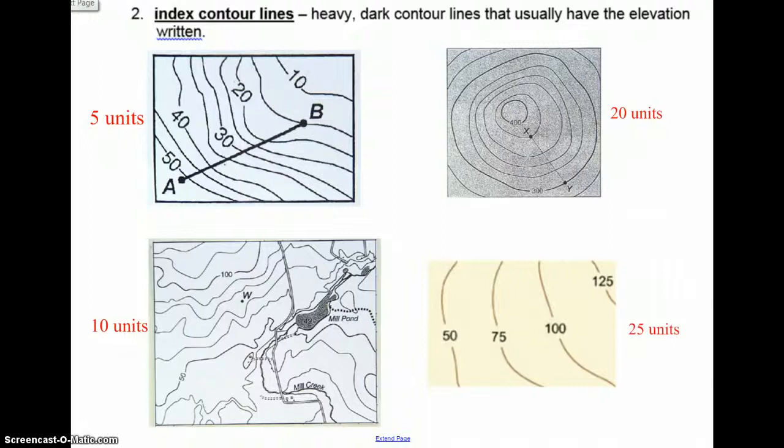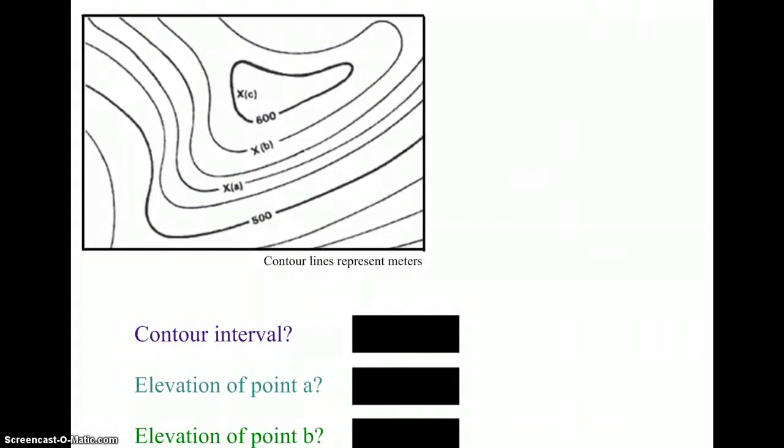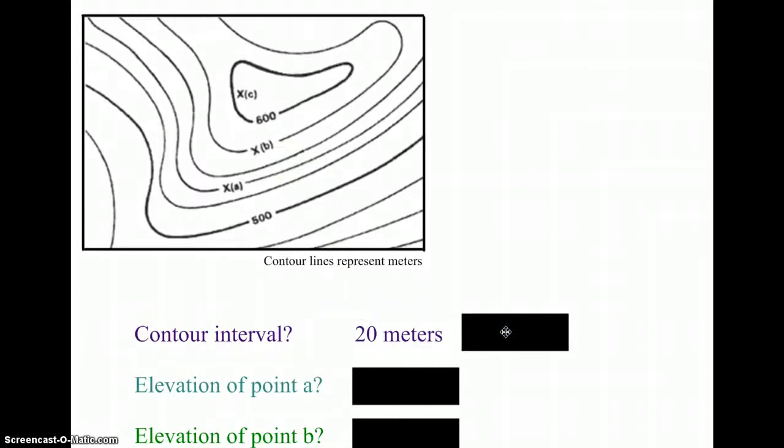Let's take a look at another map. Can you figure out on this map what the contour interval would be? Feel free to pause the video. Well, hopefully you realized that we're going from 500 to 600. So we're going a difference of 100. And again, we're spreading it out over 5 lines. So we're counting with an interval of 20 meters.